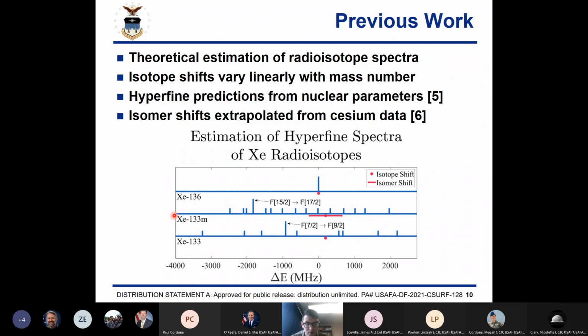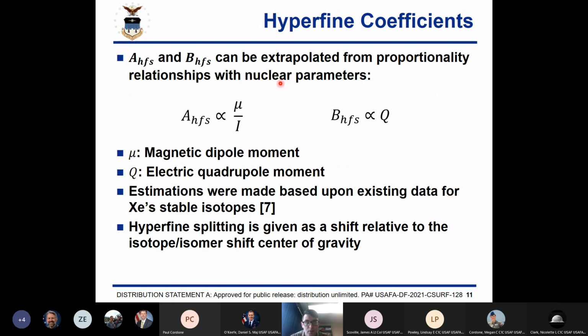If you look down at the figure, in the spectrum for xenon 133M, a red dot corresponds to the center of gravity. And you can see there's a range of error through which that center of gravity, and the rest of the hyperfine spectrum along with it, can shift. And finally, for hyperfine splitting, we had to estimate the hyperfine coefficients. As it turns out, A is proportional to your magnetic dipole moment divided by your nuclear spin, and B is proportional to your nuclear electric quadrupole moment. Using these values, which are known for xenon's radioisotopes, and some of the hyperfine coefficient values known for xenon stable isotopes, we were able to extrapolate or estimate the values of the hyperfine coefficients for xenon's radioisotopes.